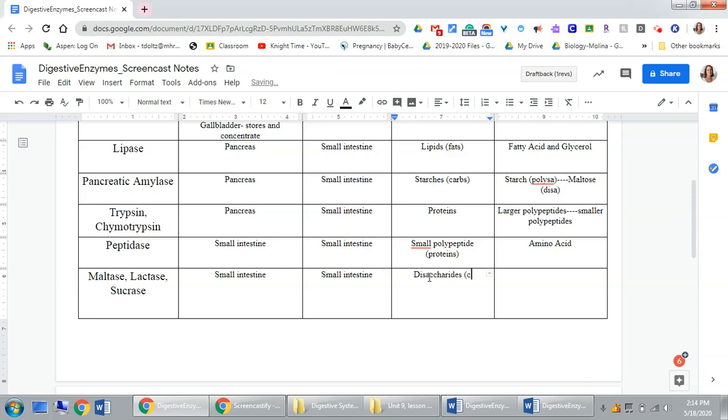Those are carbs. Now we've got 3 different enzymes here. Maltase works on the sugar maltose with an OSE at the end. Lactase, the one you're most familiar with, works on lactose, the milk sugar. And sucrase works on sucrose, which is table sugar. So our disaccharides, maltose, lactose, and sucrose are all going to be broken down by these 3 different enzymes. Each enzyme only works on that specific sugar. And that's going to break it down into our monosaccharides.